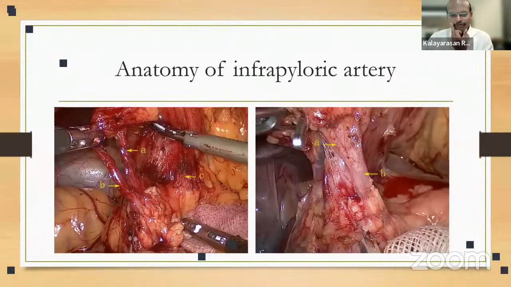So the point to remember is the infrapyloric artery either can originate separately from the gastroduodenal, or it can be a branch from the right gastroepiploic. So in this scenario, you will have to ligate only one vessel, but in this scenario, you will end up ligating two vessels for the station 6 lymph node dissection.